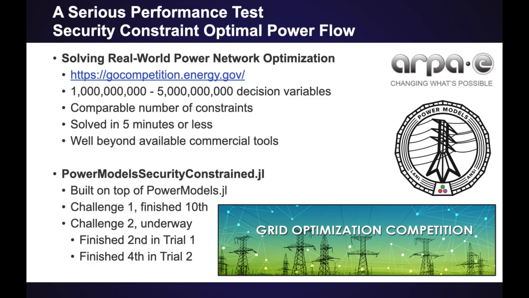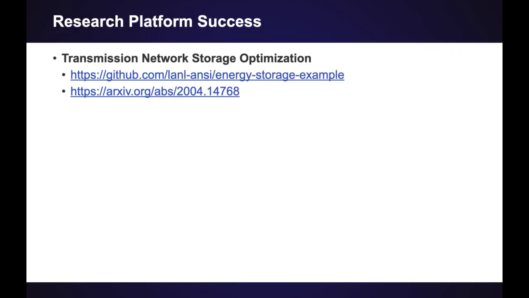So as part of this activity, I've built Power Model Security Constrained, which is focused at this class of optimization problems, and we fared very well with that algorithm. So we've finished 10th in the first challenge. Currently, we're ranking between 2nd and 4th in the second challenge. But the particular rank is not too important to me. What is very exciting is that we were able to scale this software to run at near highly competitive performance to all the other solutions that were out there, which really convinced me that you can make incredibly performant code in Julia and JuMP.